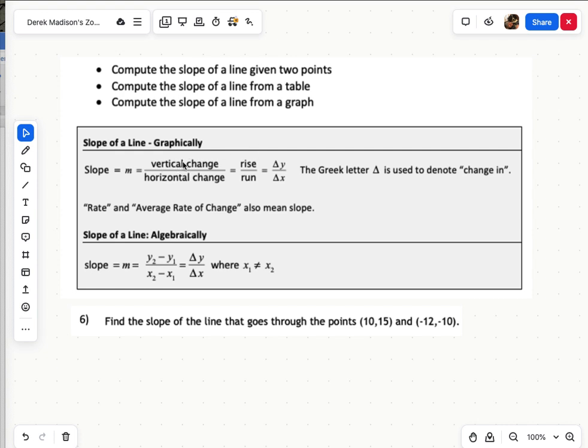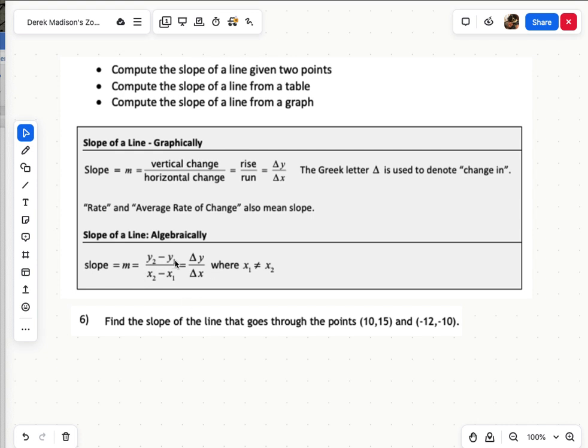Slope is defined as the vertical change over the horizontal change. And you might remember from a previous class the words rise over run. So we're figuring out how far something travels horizontally to how far it travels vertically. Sometimes you'll see that written delta y, delta x, and delta just means change in, is what math folks use that little symbol for. And then a couple other words that they use interchangeably with slope is rate or average rate of change. And so we may see that in some of the problems.